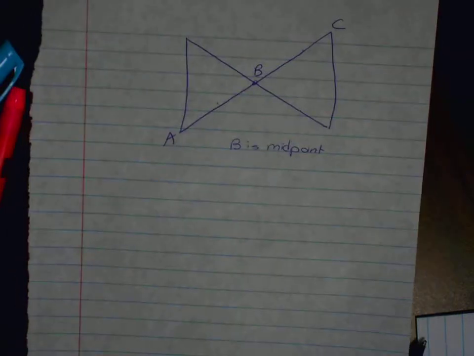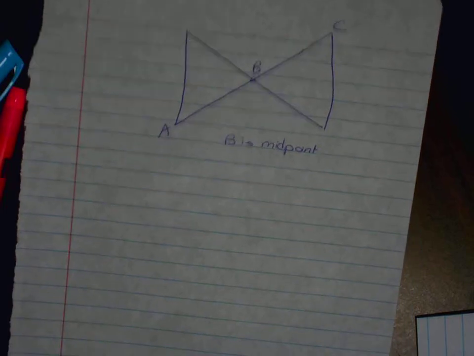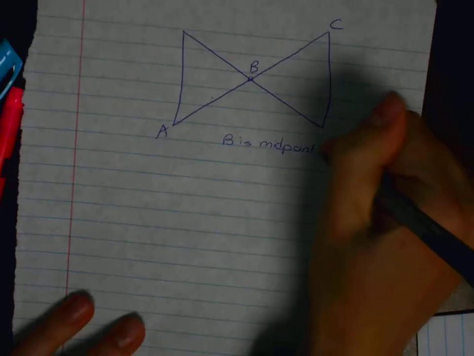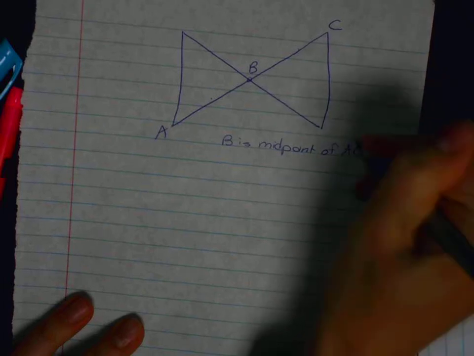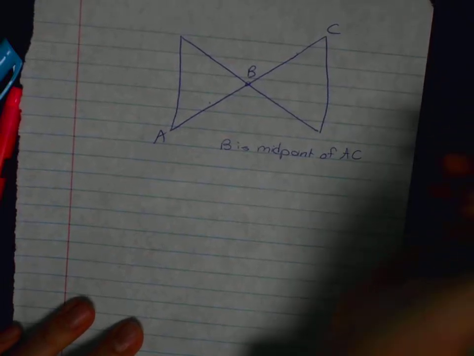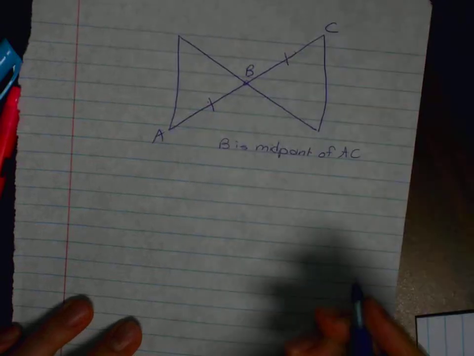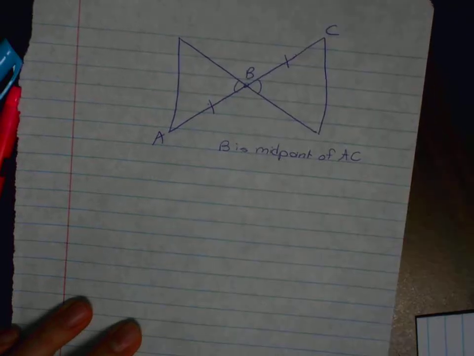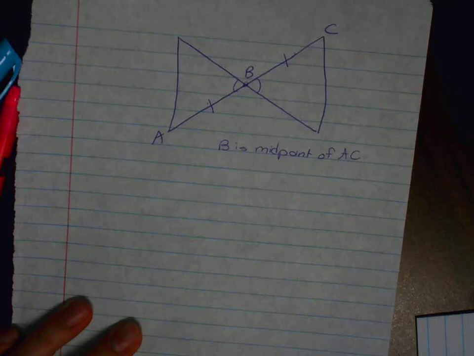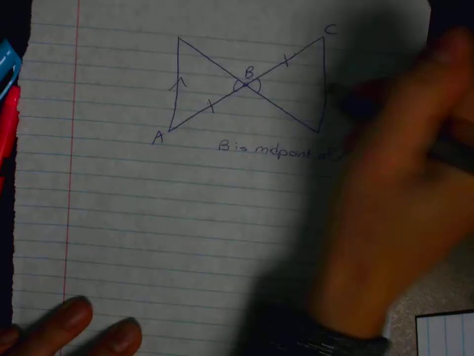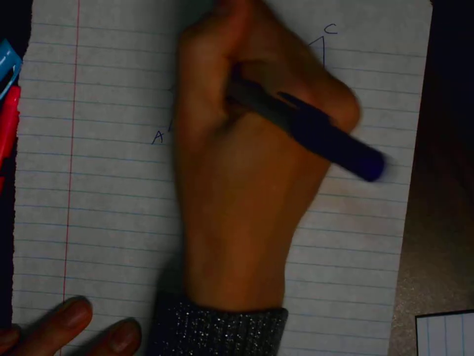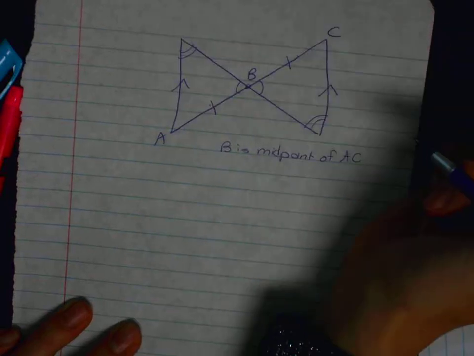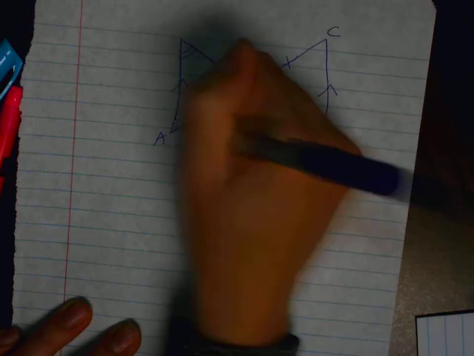So let's take a look at one more. You also might be told something like this. You might be told B is a midpoint of AC. You have to know that a midpoint means I can mark this congruent to this. And then you've got vertical angles here, so you can mark those vertical angles congruent. And then maybe on this one you were told that this was parallel to that, which means you also have alternate interior angles. And these are also alternate interior angles.